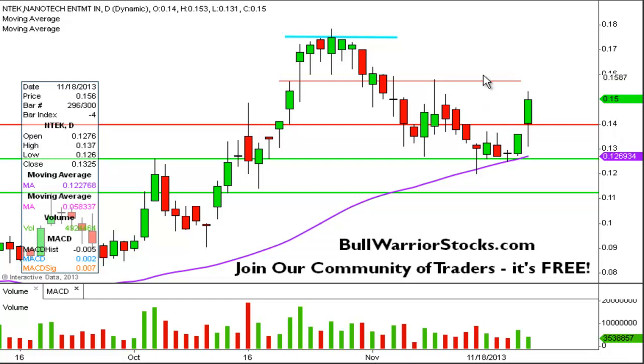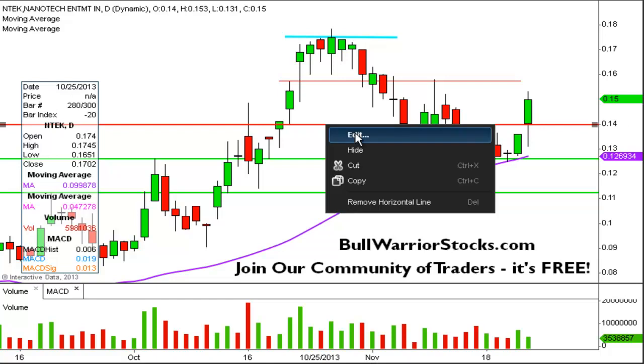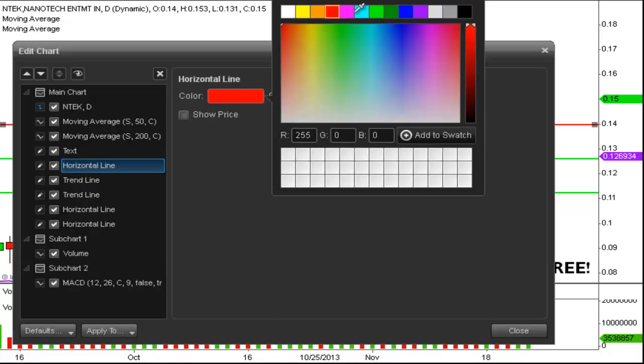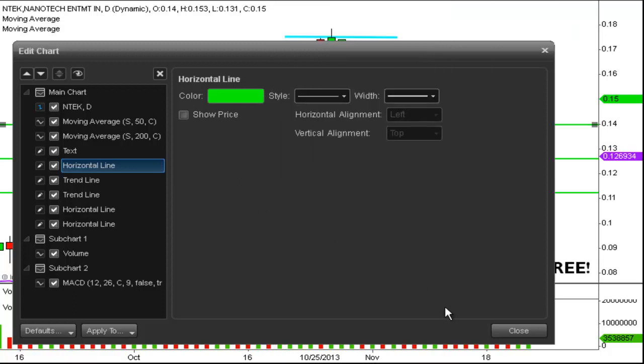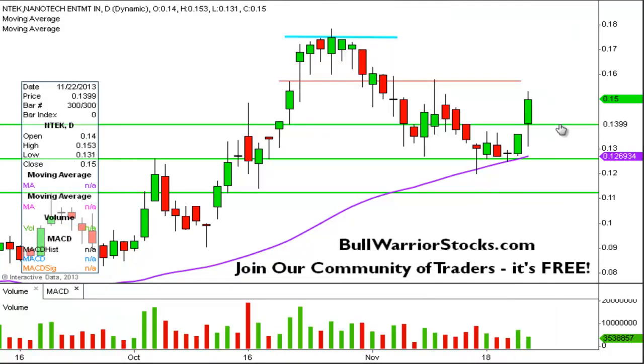And the first update I want to make is a good one. This was a level of resistance, but after today's very nice action, this resistance has been converted back into a level of support. So 14 cents back onto the side of the good guys, being a level of support.